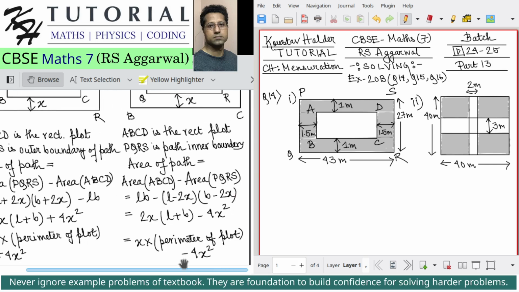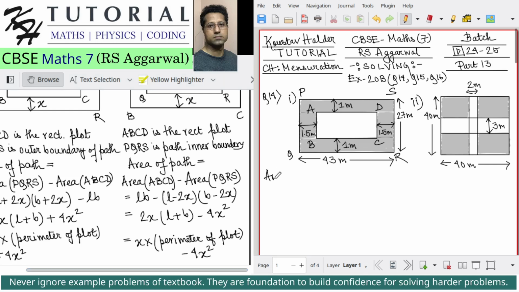Similarly, when the path is inside the rectangular plot, this is a formula I have derived. In your school exams you cannot apply this formula directly. You have to solve it manually, that is, you have to subtract the area of the inner rectangle from the outside rectangle. So when the path is inside the rectangular plot, the formula for its area is 2x multiplied by L plus B minus 4x square. Now this formula will work only when the path is having a uniform width, but in figure 1, as you can see, the path is not having uniform width, so we have to solve it manually. So what will be the area of the shaded region?